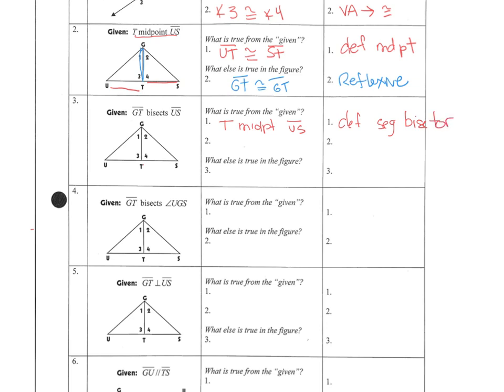So as we're looking at number 2 and number 3, we want to see the difference between, in number 2, when we are given the midpoint, what information we can draw out of the problem, and in number 3, if we're given that we have a bisector, what information we can draw out of the problem. From that, we could then also say that segment UT is going to be congruent to segment ST, and that would be the definition of a midpoint.